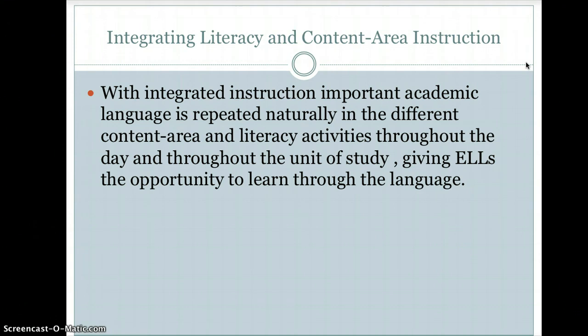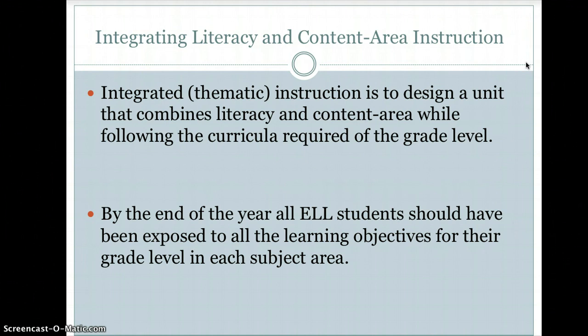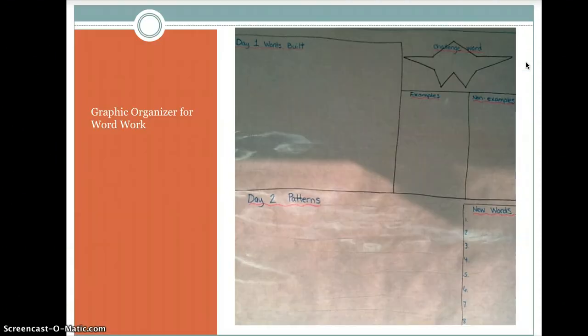With integrated instruction, important academic language is repeated naturally in the different content and literacy activities throughout the day and throughout the unit of study, giving the English language learner the opportunity to learn through the language. Integrated or thematic instruction is to design a unit that combines literacy and content area while following the curricula required of the grade level. And by the end of the year, Celic says that all of her English language learner students should have been exposed to all the learning objectives for their grade level in each subject area.